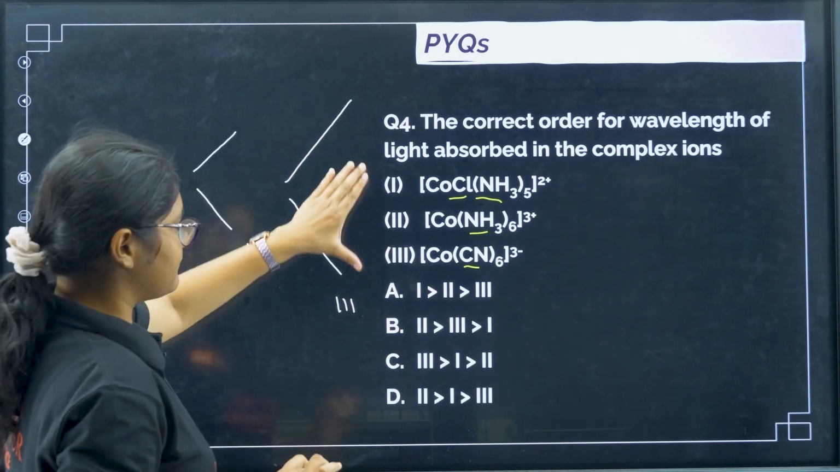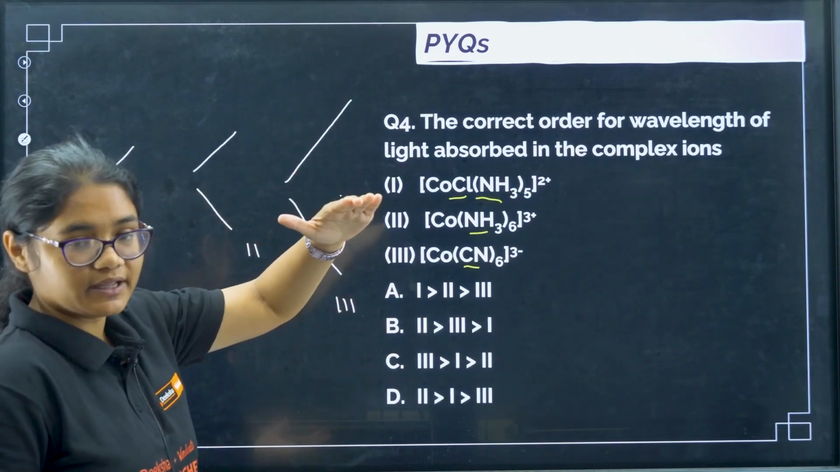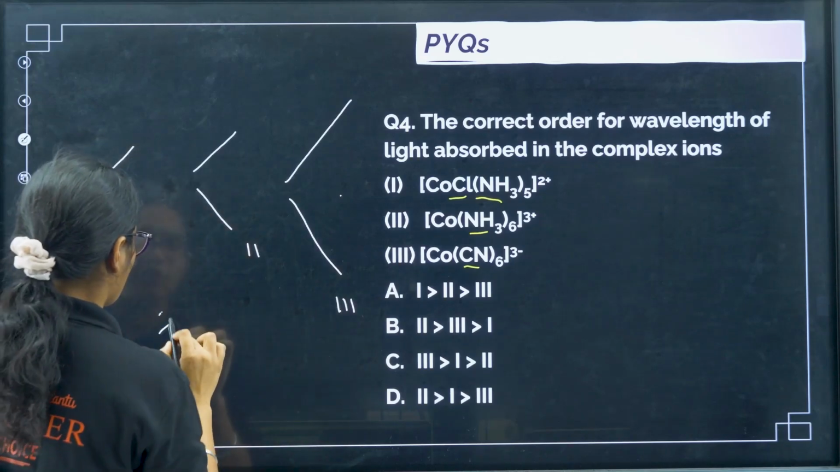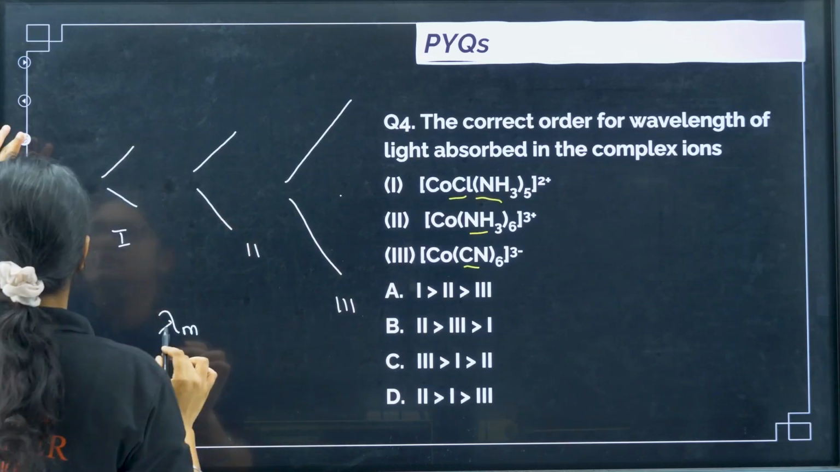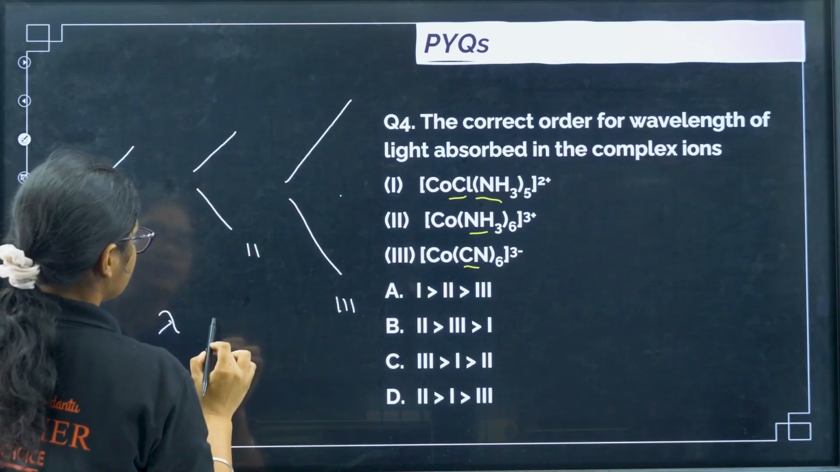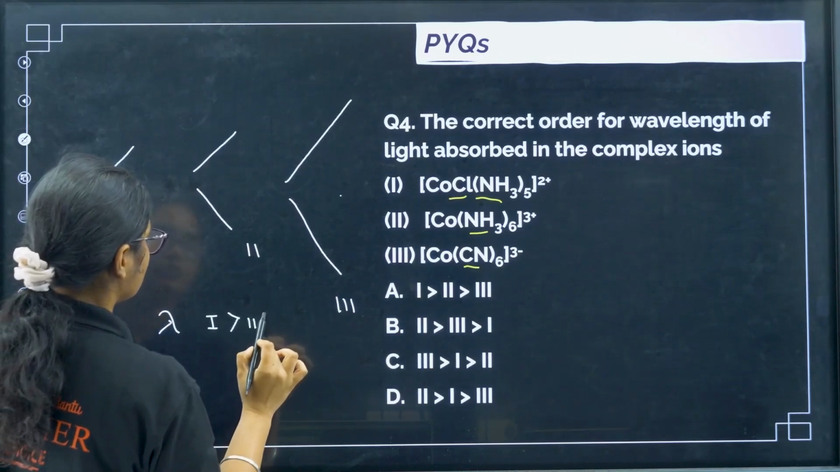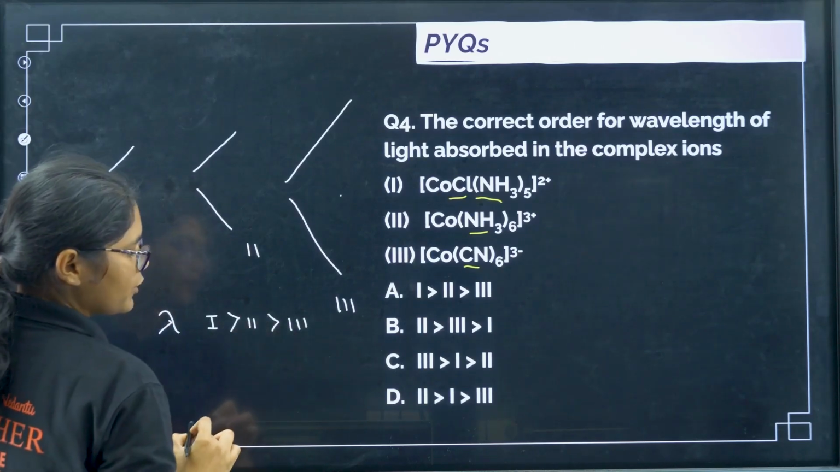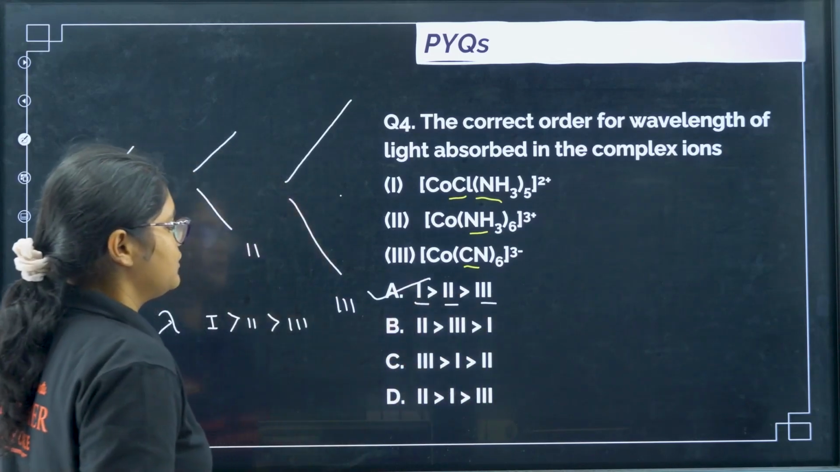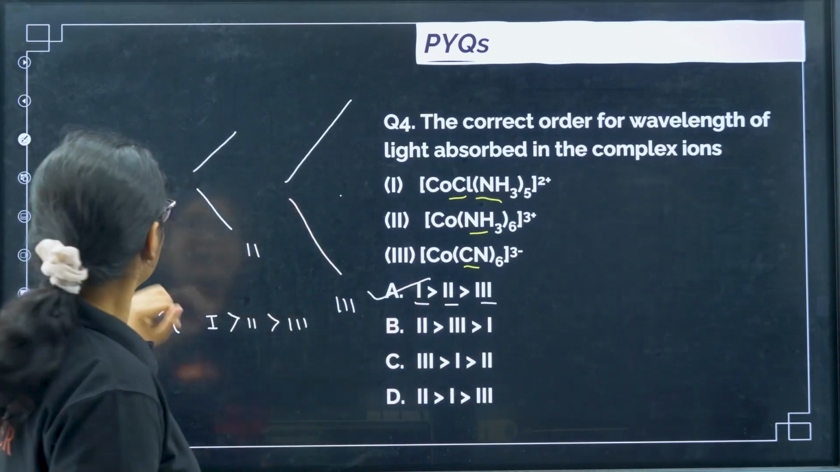So if 3 is having the highest energy splitting, the wavelength will be the least. So I can say the wavelength order will be 1 highest, then 2, and then 3. So the correct answer will be option number A here.